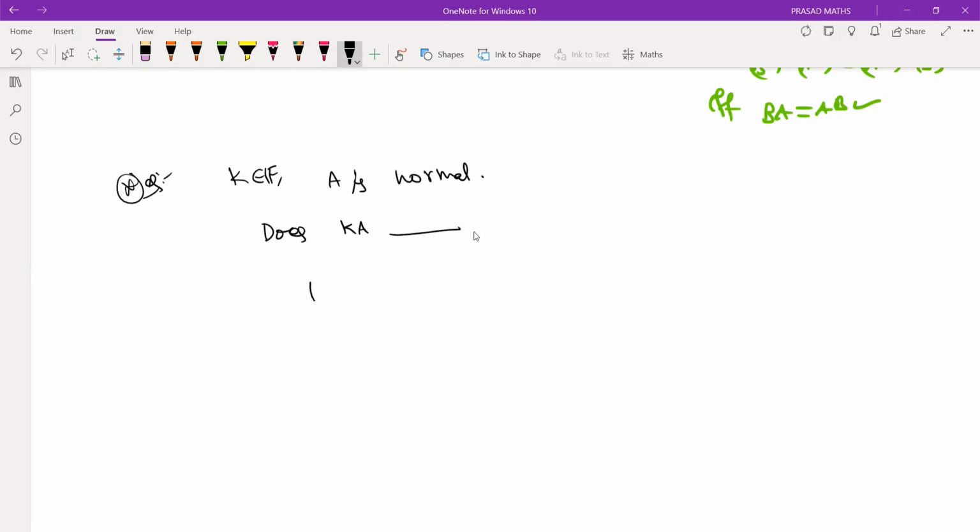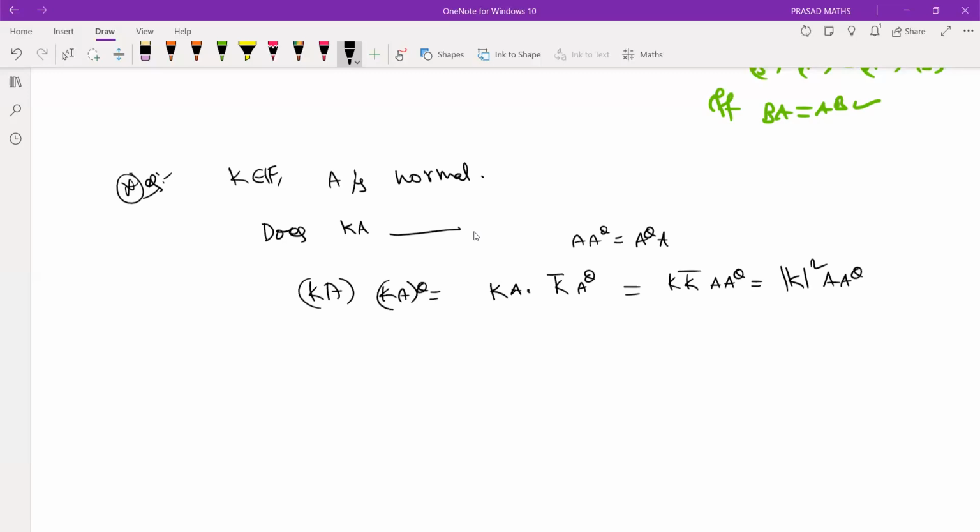Look at the definition. What is A normal? A into A theta equals A theta into A. Both are the same. So (K into A) whole theta means K bar into A theta. K into K bar, A into A theta, that means modulus of K squared, A into A theta. Again compute A theta into K into A, that is nothing but K bar into K, A theta into A, which is mod K squared into A theta into A.